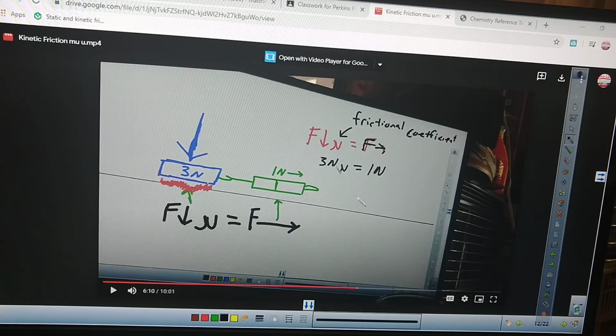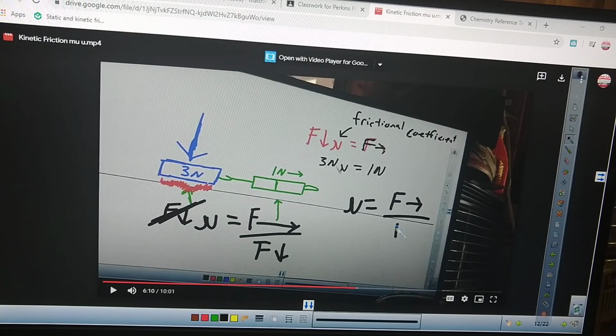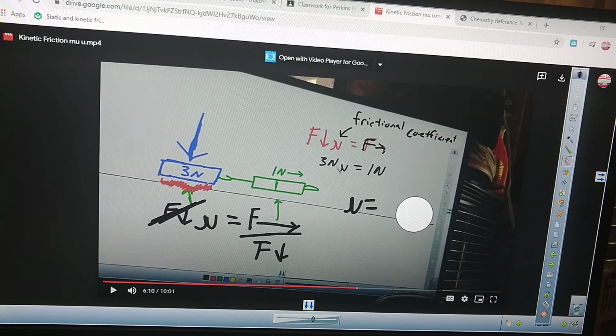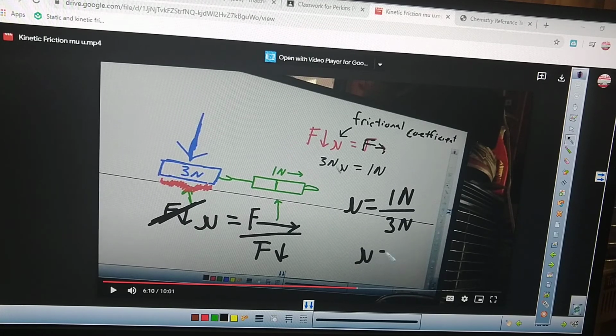So you would say, okay, the mu is equal to the sideways force divided by, we're going to take this right here, move it down there, divided by the weight, or the downward force. So for this one, the mu was 1 Newton divided by 3 Newtons. So very simply, the mu is equal to 0.33 for that block of wood. And that's a pretty high mu, actually.